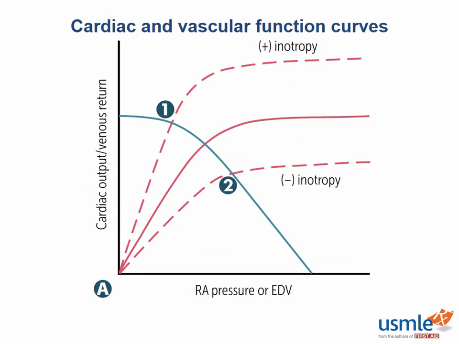The red and blue lines intersect at this point. This is defined as the operating point of the heart. It indicates where the venous return and the cardiac output are equal, basically meaning that the cardiovascular system is just one big closed loop. Anything you pump forward as your cardiac output is eventually going to come back as venous return.